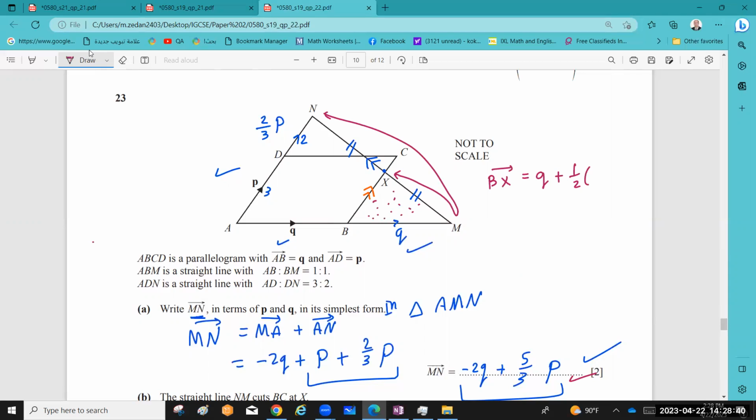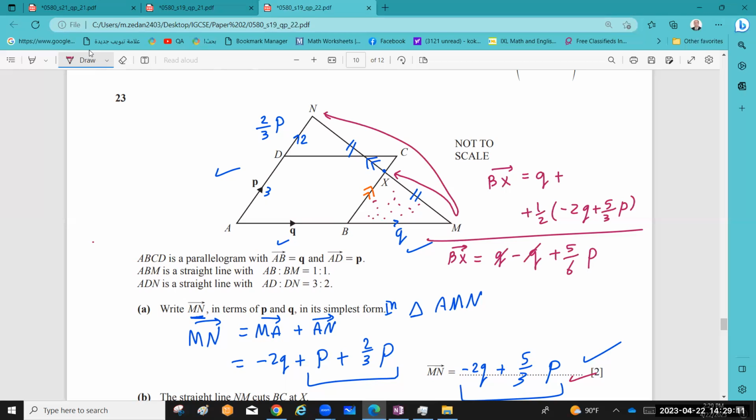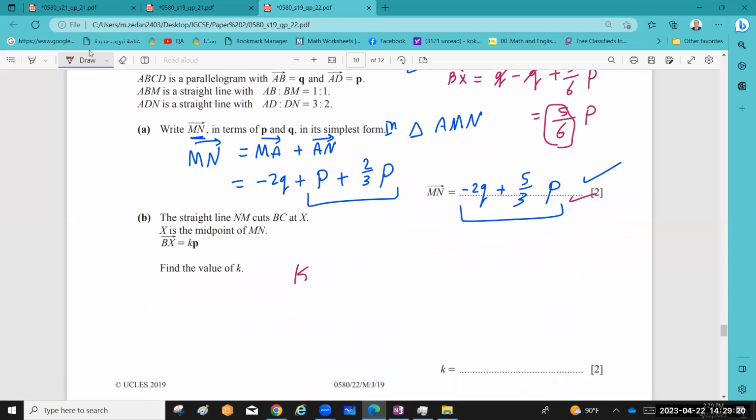I write it down here because I don't have enough space: plus half the MN vector that I found in part 1, negative 2Q plus 5/3 P. By removing brackets and simplifying, you have Q minus Q plus half times 5/3, which is 5/6 P. Q minus Q is 0, so BX is 5/6 P. Consequently, K is 5/6.